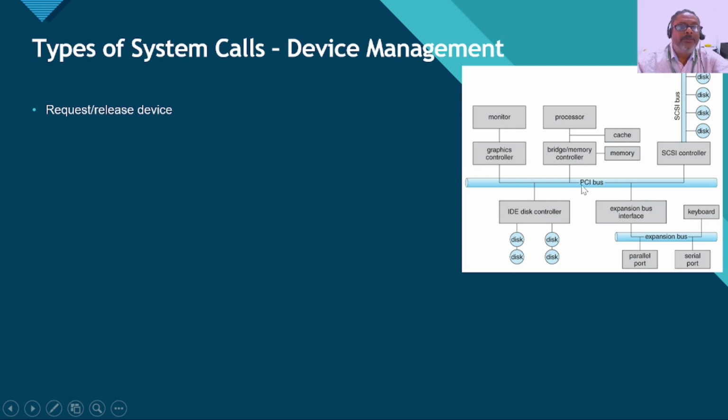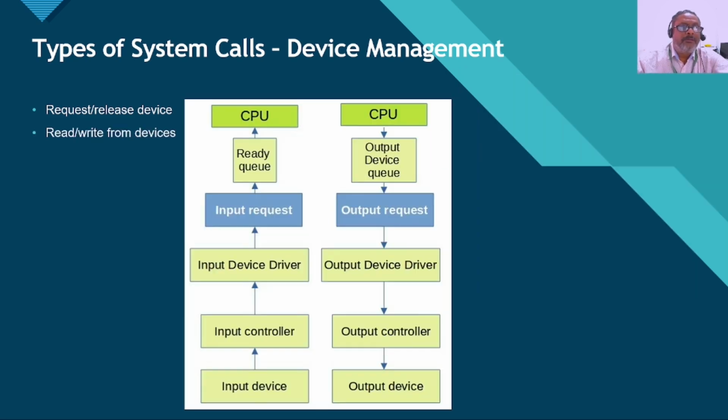performed. So if we want to interact with any device, the first thing is we request that we want to use the device, and if the device is ready, it will be available, and once the work is done, we release the device. And then we were trying to read or write from the devices.